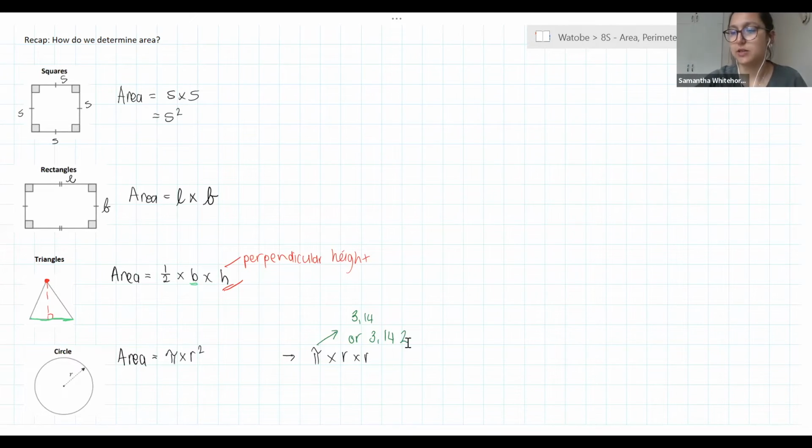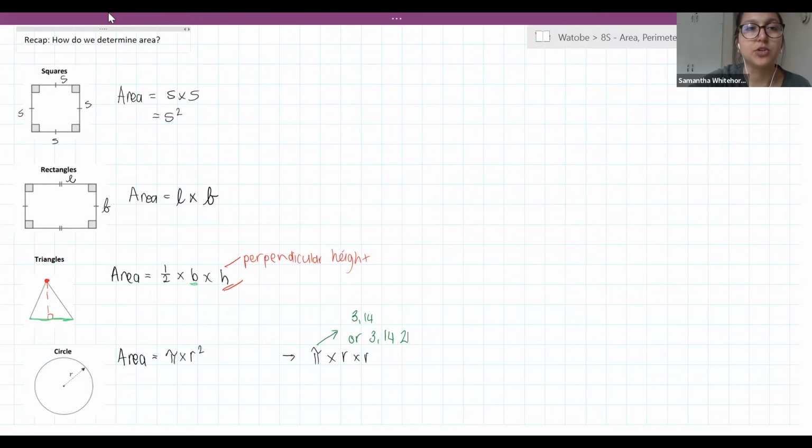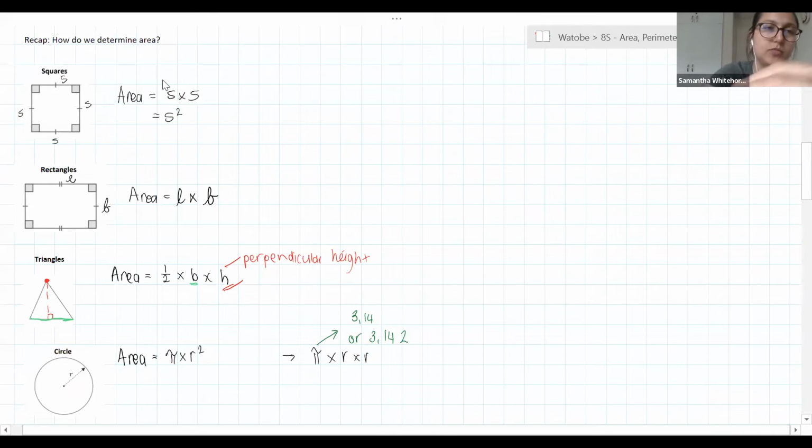The only thing I just want to add to this is the fact that whenever we are working with area, the value of the area will always be in units squared. So that might be centimeters squared, meters squared, millimeters squared, whatever it might be, but it's always squared when we work with area. If we're working with perimeter, it's just the unit. So centimeters, millimeters, meters, whatever it may be.